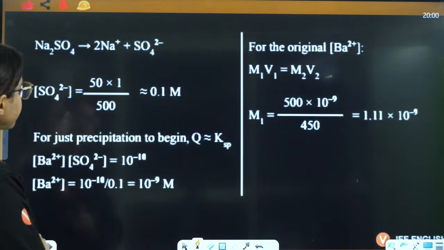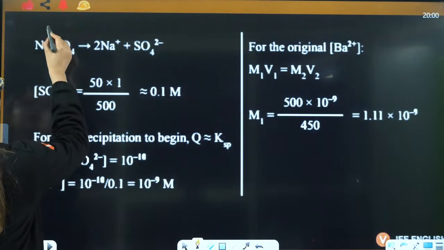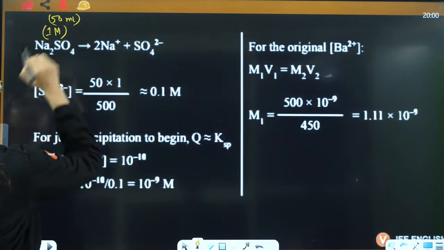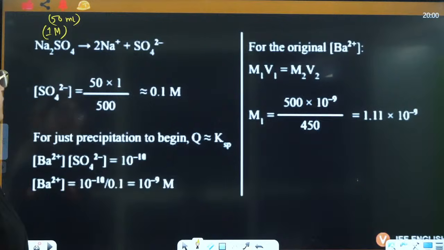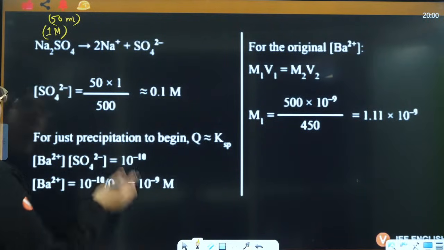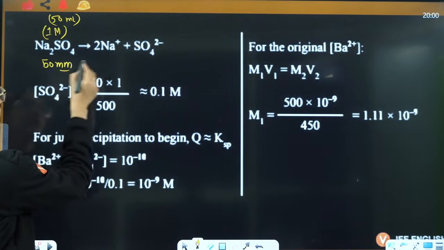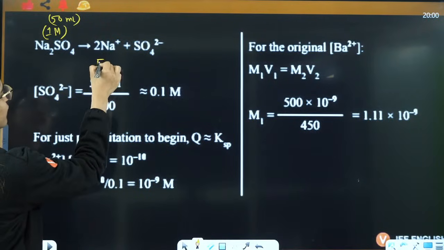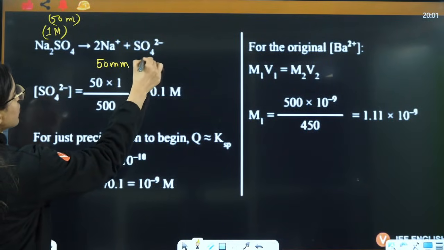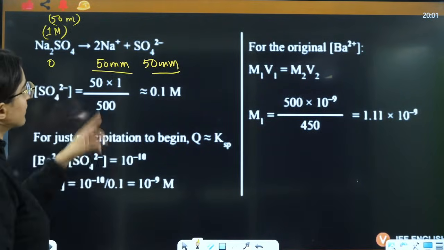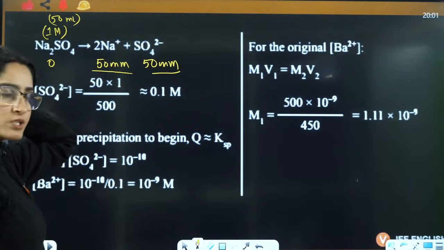Okay, see this thing here. If I say this is 1 molar and this is 50 milliliter, then I can say the number of millimoles here will be 50 millimoles, right? Then after this, this is also 50 millimoles. Both are 50 millimoles.